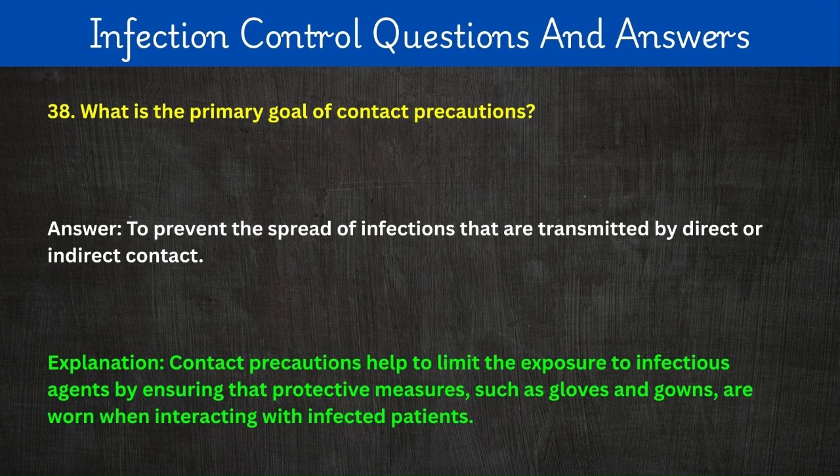38. What is the primary goal of contact precautions? Answer: to prevent the spread of infections that are transmitted by direct or indirect contact. Explanation: contact precautions help to limit the exposure to infectious agents by ensuring that protective measures, such as gloves and gowns, are worn when interacting with infected patients.